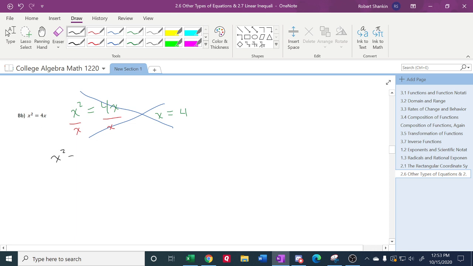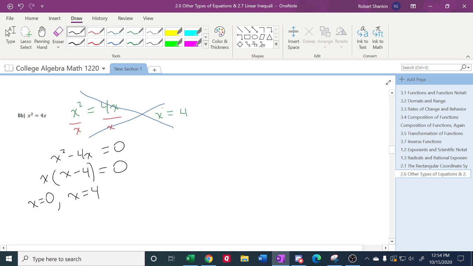subtract 4x from both sides. This is a quadratic equation. Highest power is 2. Then we factor, or use the quadratic formula. What's common to both terms is an x. We get this. And then what's going to cause this to be 0? What's going to cause this to be 0? We get our two solutions this way.